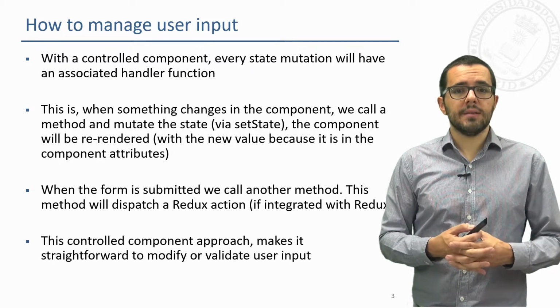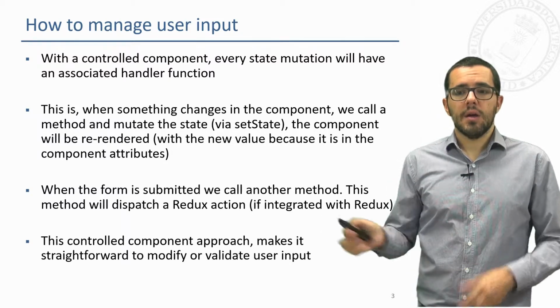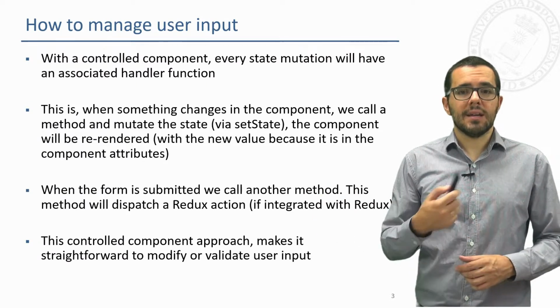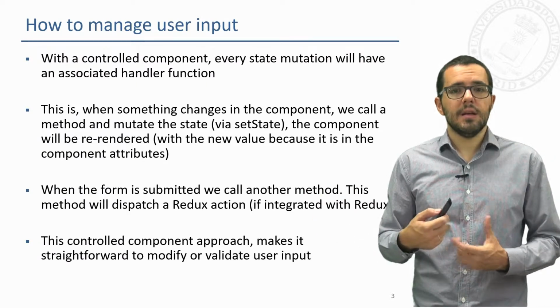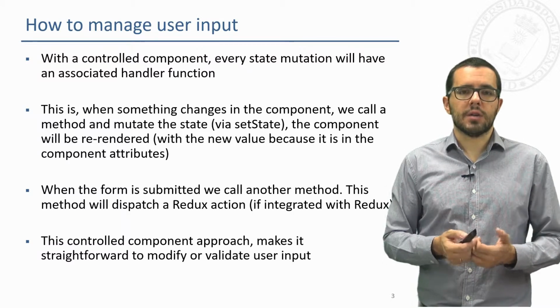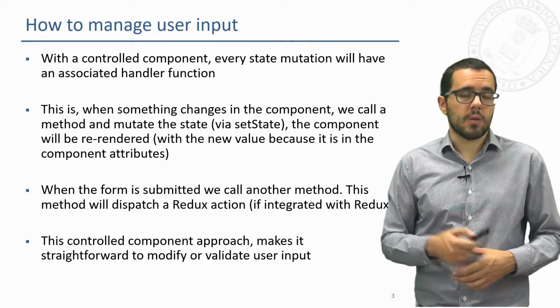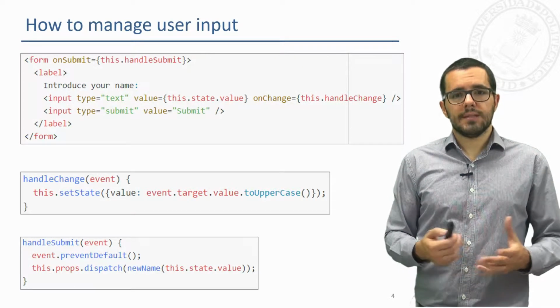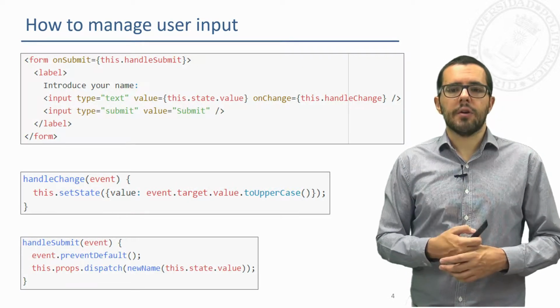And when submitting the form, more or less the same. We will get a React method, another method that we create, and in that method we get the React state and we do whatever we want with it. For example, to dispatch a Redux action. Okay? So, let's see it with an example that is clearer.